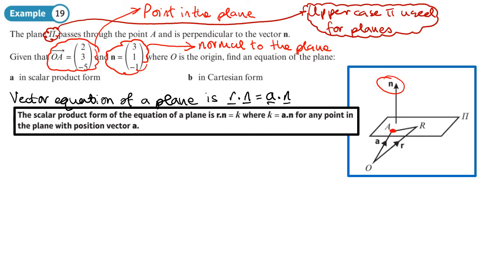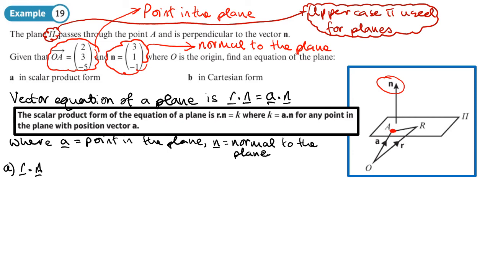Okay, so A is going to be a point in the plane. So I'll put where A equals a point in the plane, and n equals a normal to the plane, in other words, a vector which is perpendicular to the plane. So in part A, we've got r dot n equals a dot n. So we just substitute these in. So the normal to the plane, n, let's write it in column form. Well, we've got it already, haven't we? In column form.